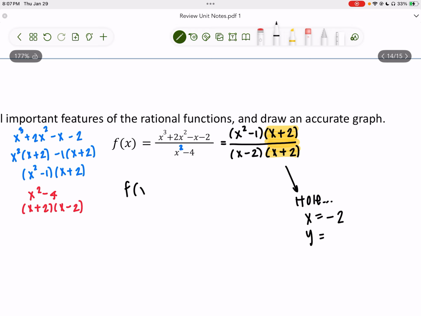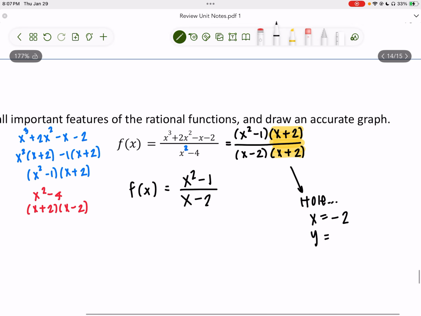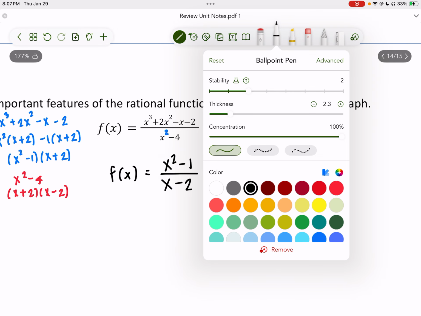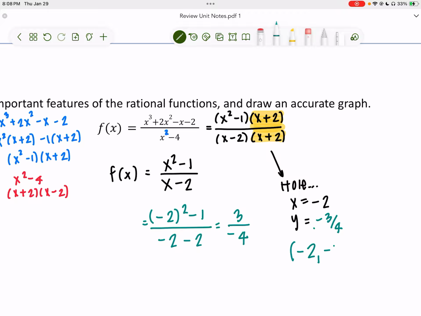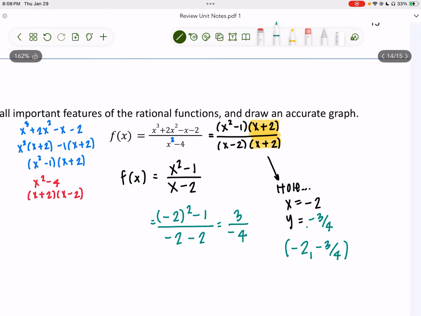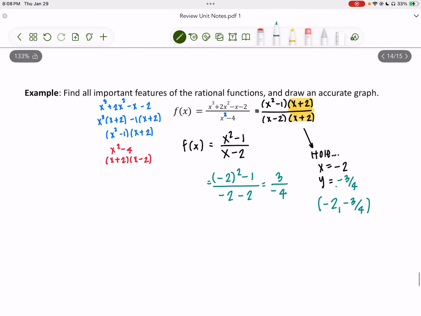So our new function that we're working with is going to be x squared minus 1 over x minus 2. If we want to find our y value for that hole, let's plug it in. So we have -2 squared minus 1 over -2 minus 2. So that's 3 over -4. So your coordinate is going to be -2, -3/4. Okay, so that's the hole.